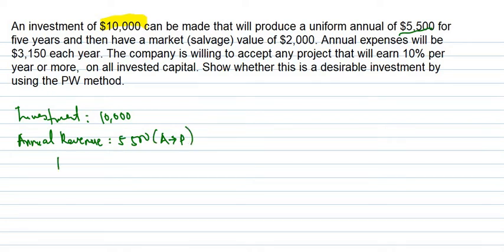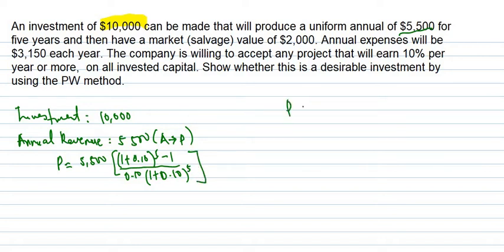So, its present worth, let's say P, is equivalent to 5,500 times (1 plus i) raised to n minus 1 all over i times (1 plus i) raised to n, wherein our i here is 10% per year, that is 0.10. Our n here is 5 years. So we have 5.5,500 times (1 plus 0.10) raised to 5 minus 1, all over 0.10 times (1 plus 0.10) raised to 5. Take note, we have here our formula P equals A times (1 plus i) raised to n minus 1, all over i times (1 plus i) raised to n.